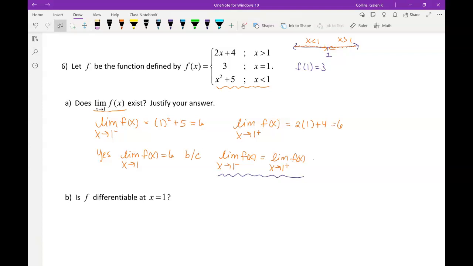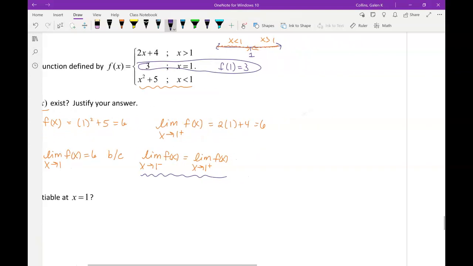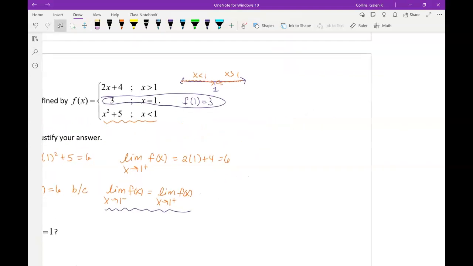However, I think our function f is going to fail that continuity piece because we said the actual function value at x equals 1 is 3, not 6. So if I think, you guys could also graph this in Desmos, or you could just graph 2x plus 4 and x squared plus 5 and put them on top of each other and think about where the number 3 is.